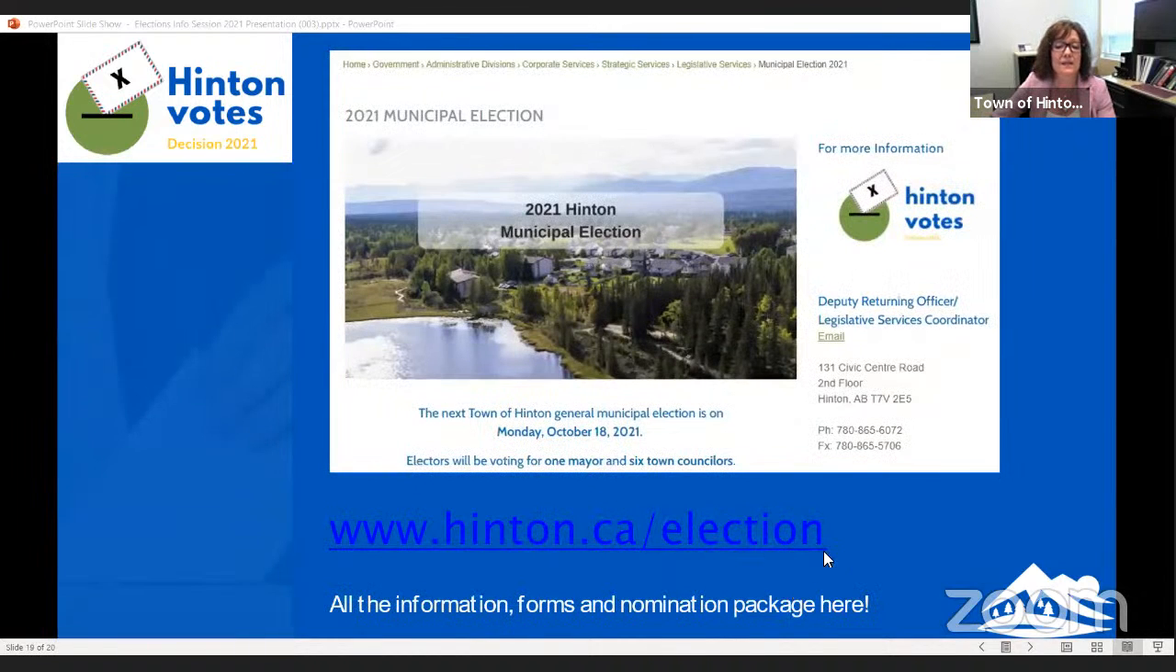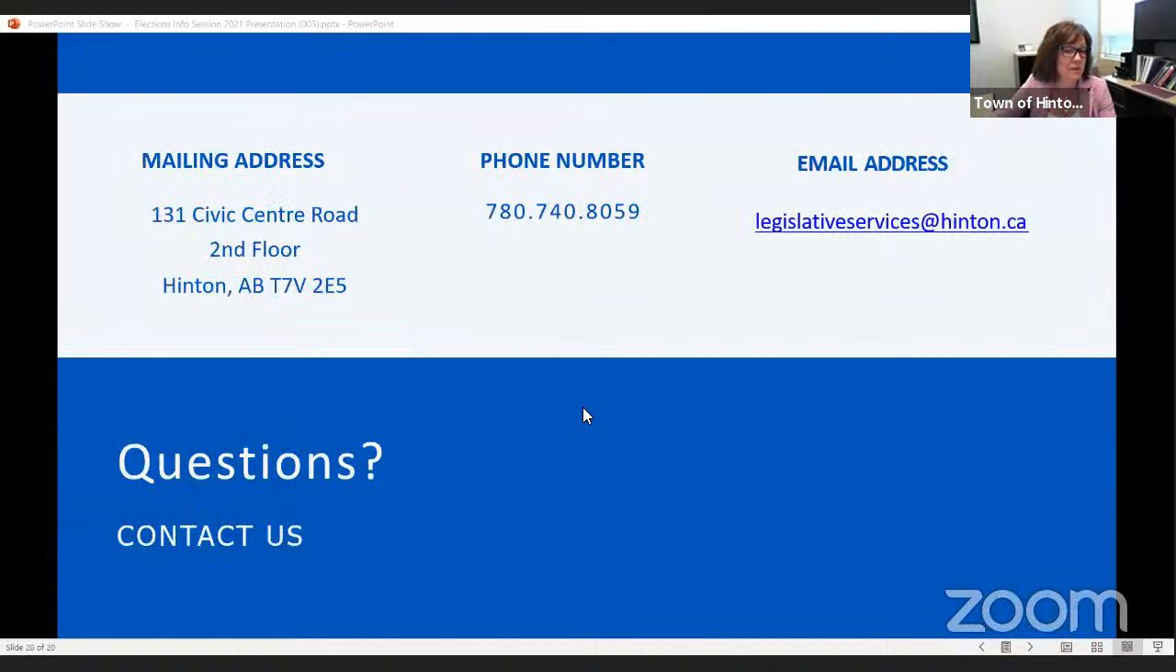And then just our contact information. I'm the deputy returning officer, and at any time, our election is Monday, October 18th. Our polls will be open 8 a.m. to 8 p.m. If you have any further questions, you can stop in at the office. It is open to the public now. You can give me a call or email.